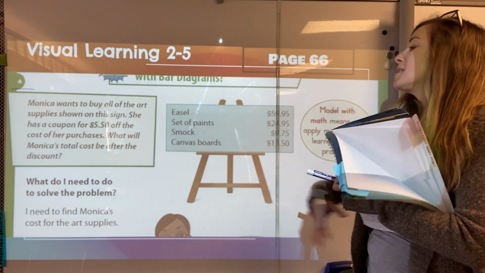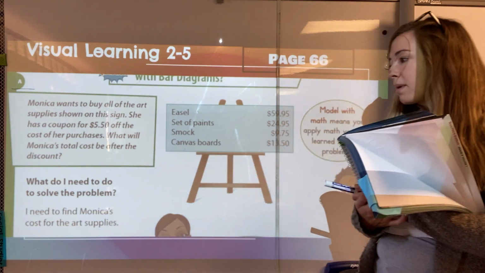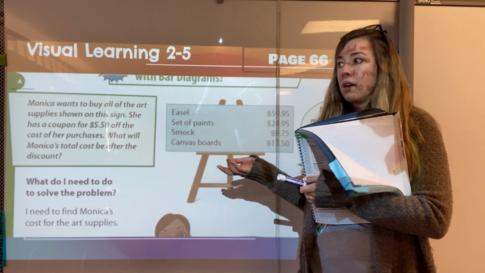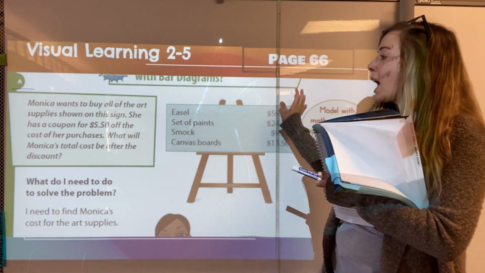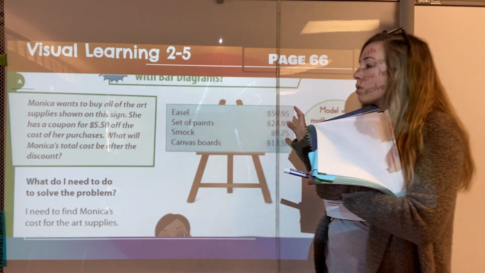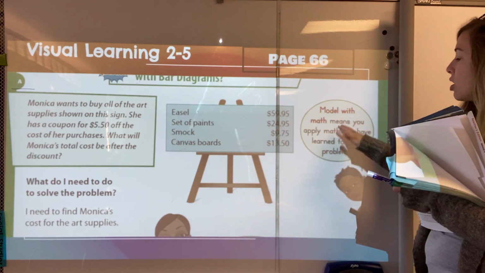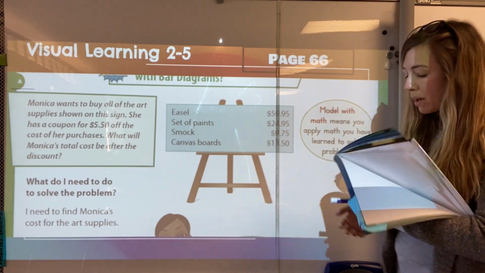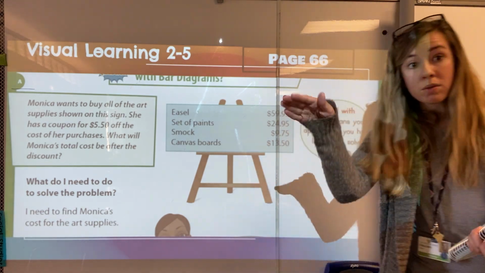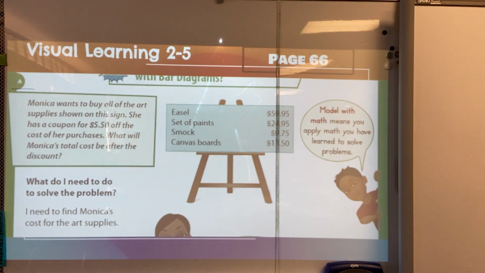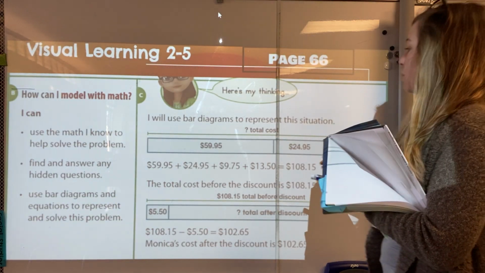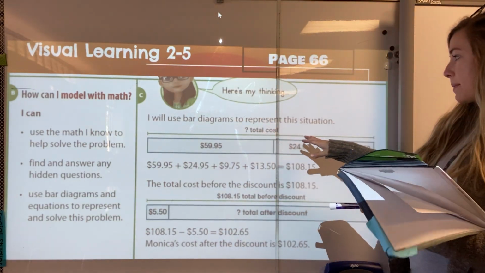So our first question is, what do I need to do to solve the problem? Well, kind of like our previous problem with the snacks, I have to find how much she's spending total for the art supplies. So modeling in math means we can apply math that I've learned to solve problems. And so we're going to model with those little bars down in part C. So we have used the diagrams to represent the situation.